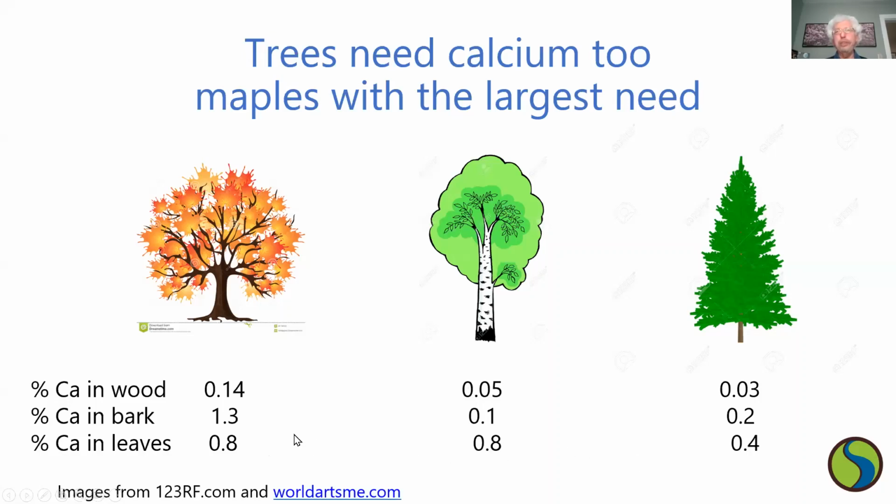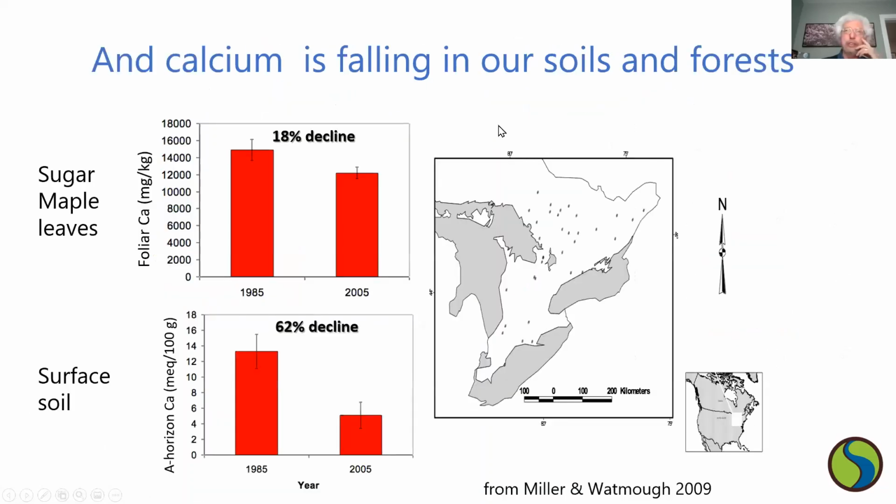So if maples, from the standpoint of the risk of low calcium, are kind of the crayfish of the forest, they're the species that have the highest calcium requirement among plants. And in fact, across eastern North America, there's widespread decline of maples, and calcium decline is the most likely explanation for that. Do we actually have evidence that calcium levels have fallen in the soil?